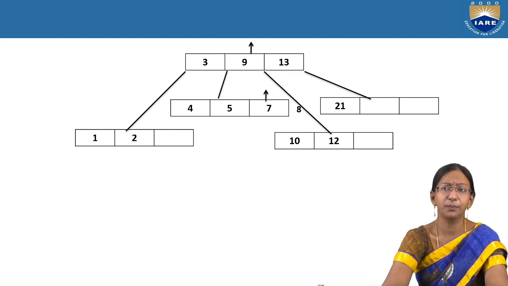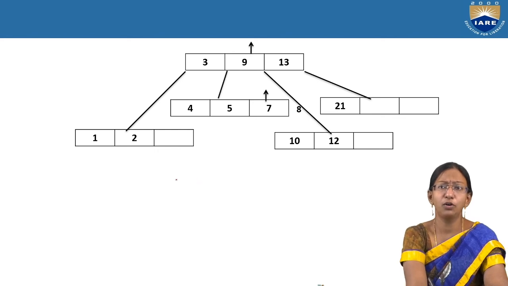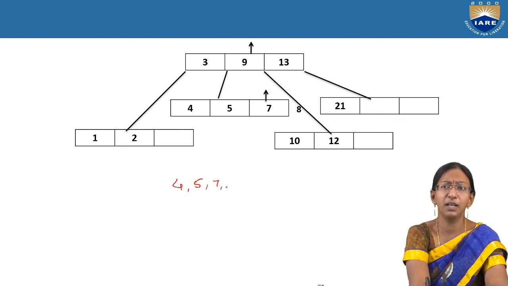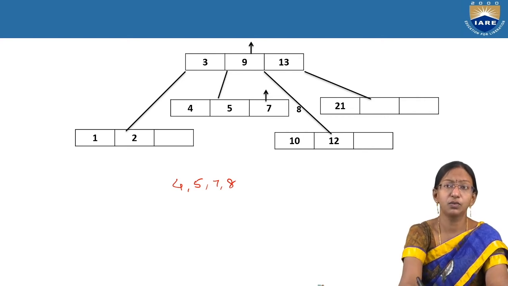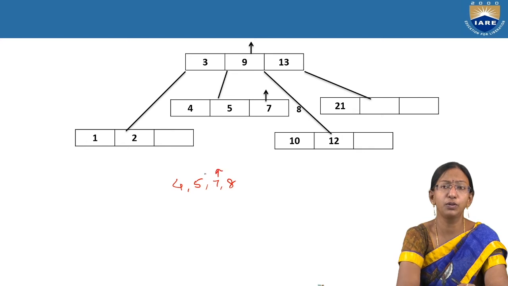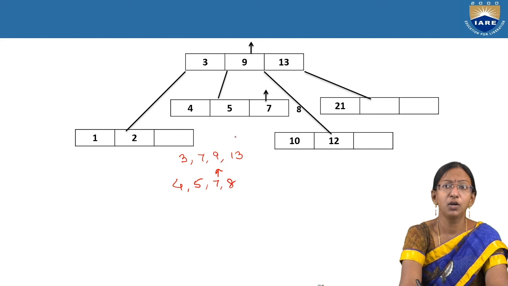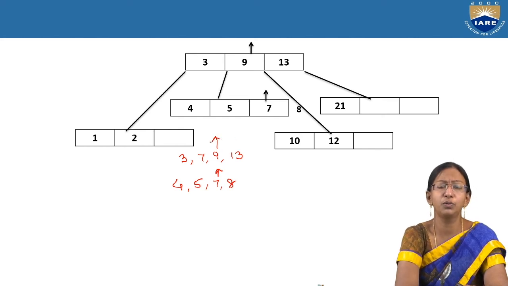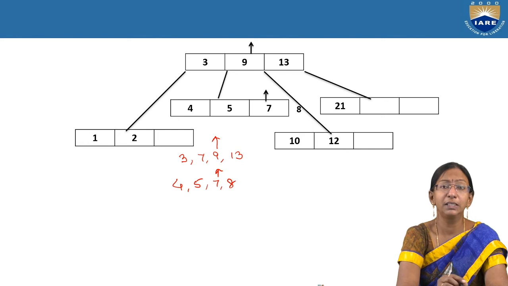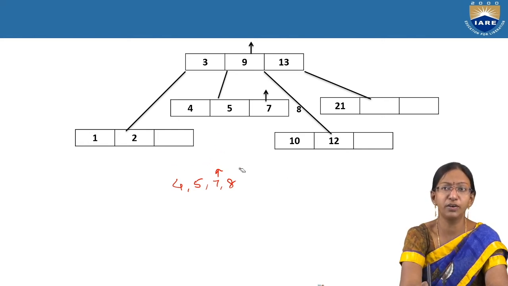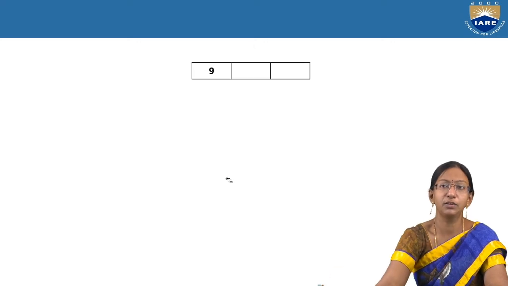Next, insertion of 8. When you try to insert 8, the order will be 4, 5, 7 and 8. But the node cannot accommodate 8. So the middle value 7 is going to go to the top. When 7 is going to go top, the order must be 3, 7, 9 and 13. Even the root cannot accommodate it. So its middle value 9 is going to go to the top, creating a new root node and splitting its children into halves. Let's have a look at this picture.